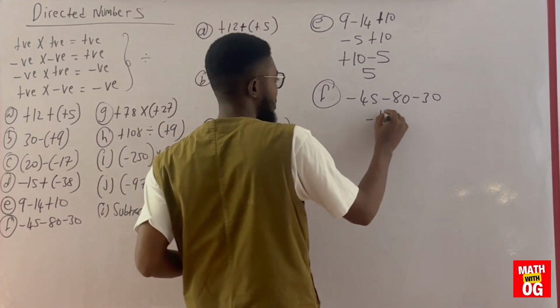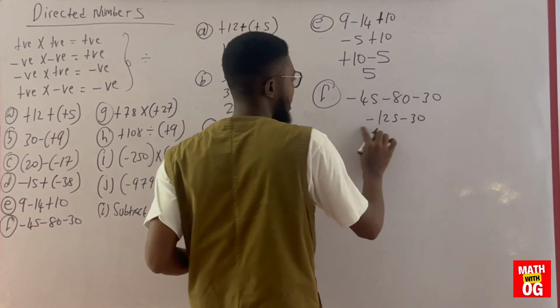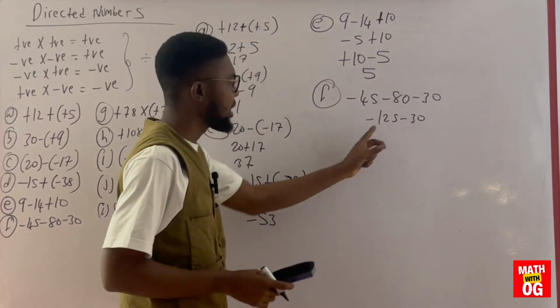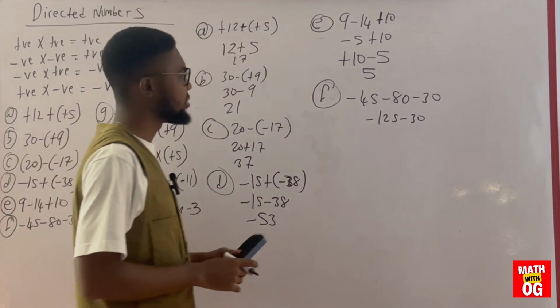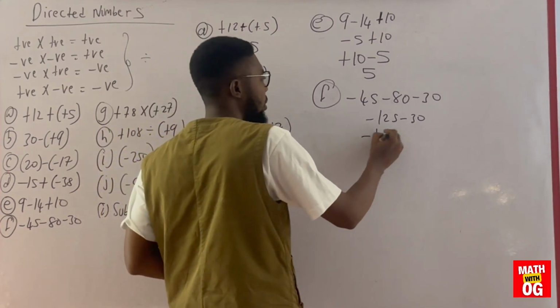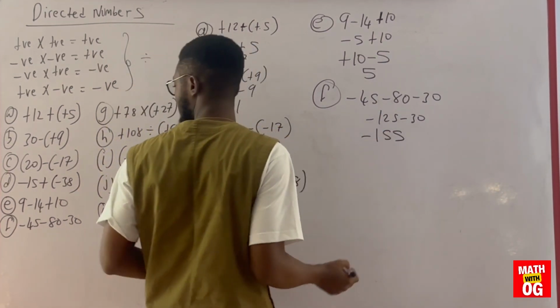Minus 125 minus 30. Add these two together to give you 155. Introduce your negative sign, so you have a negative 155.